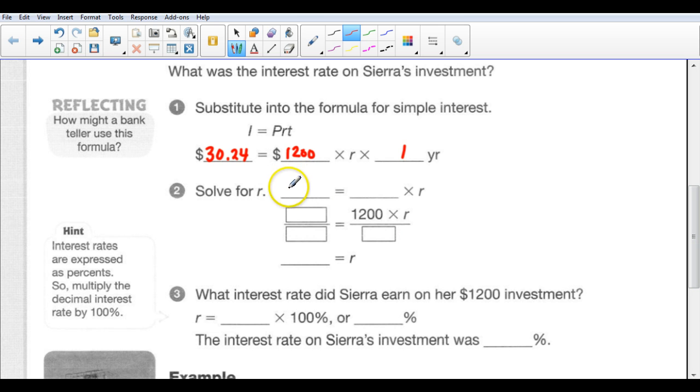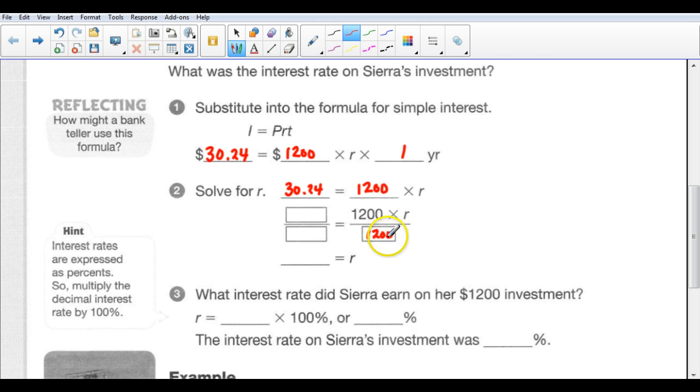Okay, so we have $30.24 is still our interest, is equal to 1,200 times R times 1. Well, anything times 1 is itself, so this is just going to be 1,200 times R. Okay, so now what we need to do is solve for R. How do we do that? Well, we need to get rid of the 1,200, and the way we can get rid of the 1,200 is dividing it by itself, because any number divided by itself is the number 1, and 1 times R is R. So I'll divide that by 1,200.